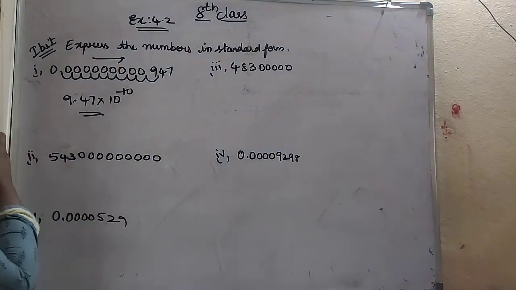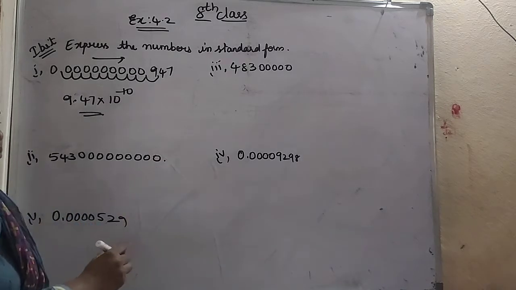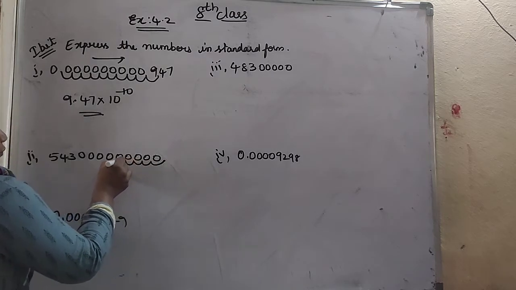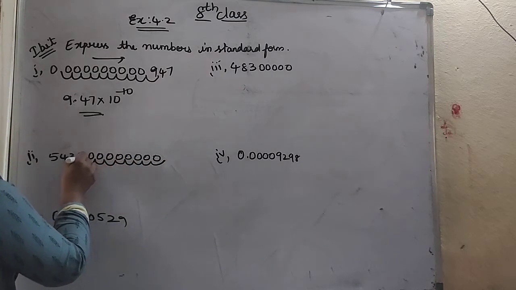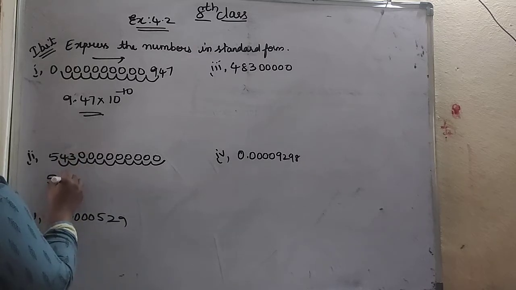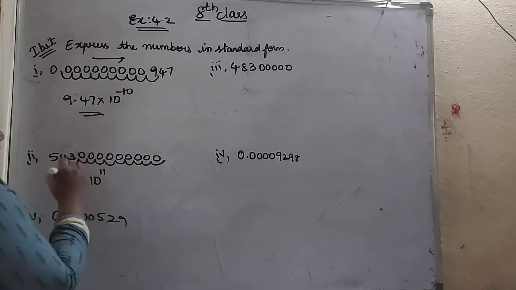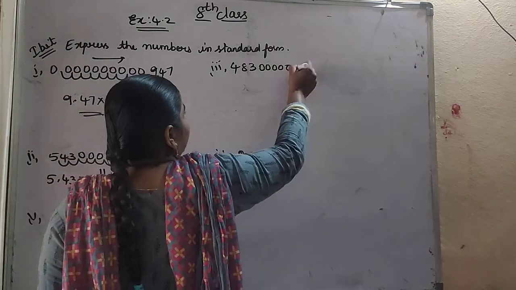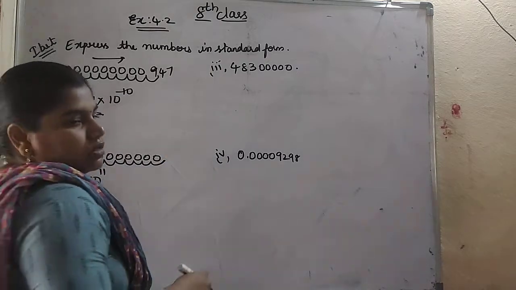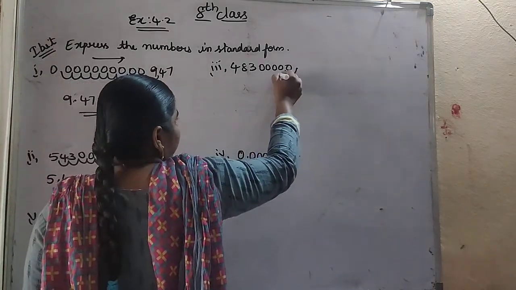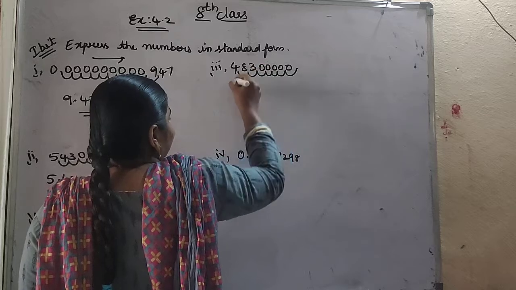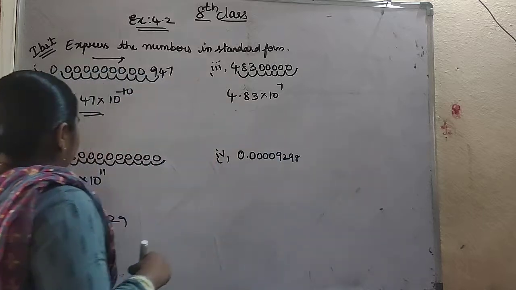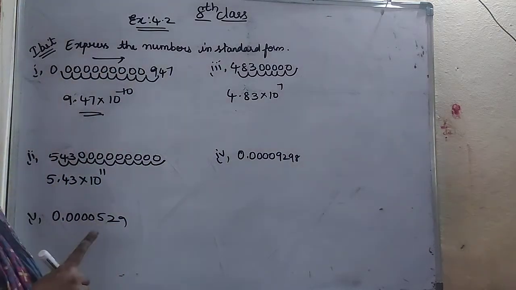If you see the second one, the point is lying here because it is a bigger number. We have to move to left side. So 1, 2, 3, 4, 5, 6, 7, 8, 9, 10, 11. So it is 5.43 into 10 power 11 is our answer. Okay. So now if you see the third one, this is also a bigger number. The point is lying at last. So how many times are we moving? 1, 2, 3, 4, 5, 6, 7. That is 4.83 into 10 power 7. So the power is positive because it is a bigger number.